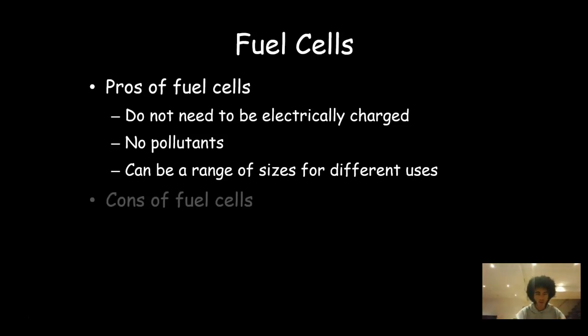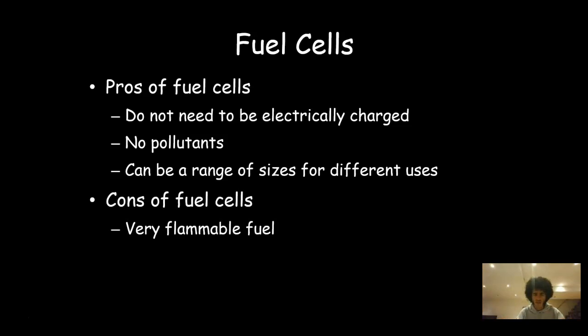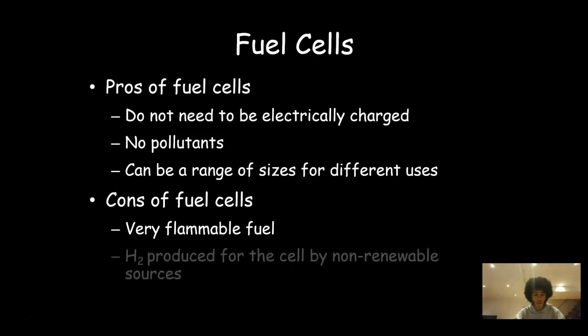However, there are some cons. One of the cons is that it's very flammable, okay? So hydrogen is very explosive, very low flash point. So if you were to have like a hydrogen fuel cell on your car, you're basically like a driving bomb, okay? As long as you crash or something happens, you're not going to last very long. So it's very, very difficult to store, which I'll come to in a minute.